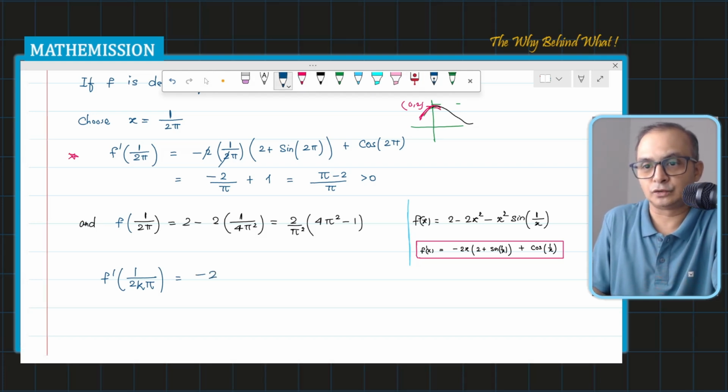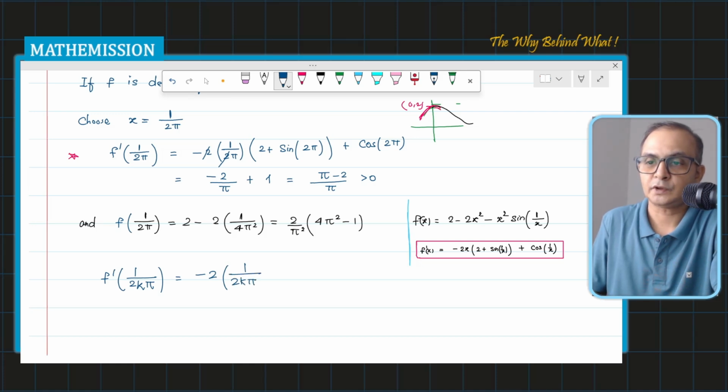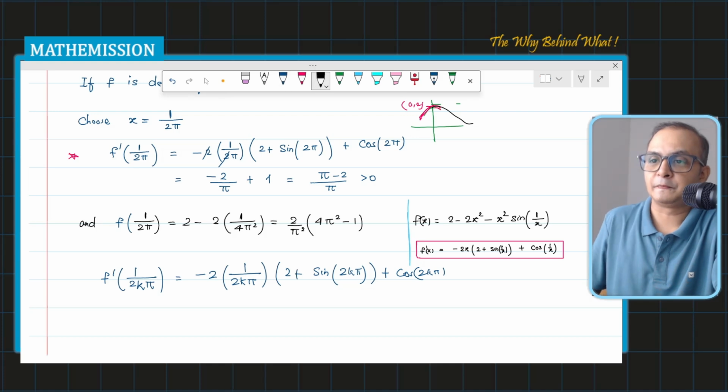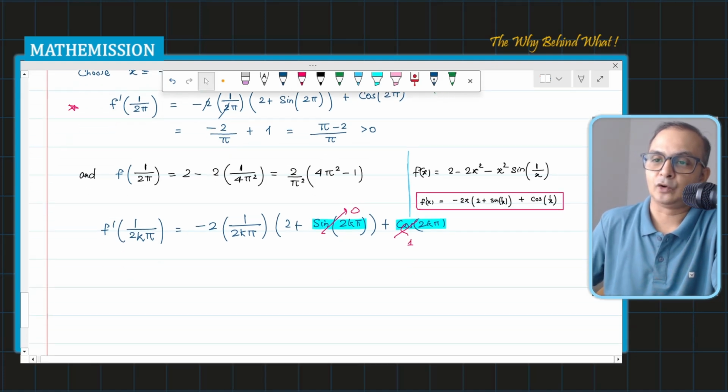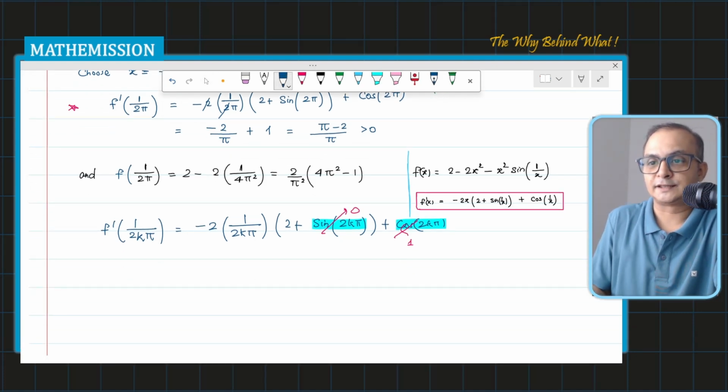So minus 2, I can substitute here 1 by 2k pi, and 2 plus sine of what? It will become 2k pi, and then plus cos of 2k pi. It means that this value is already 1. This value is already 0, correct? So this is 0 and this is going to be 1. Now I am left with only these things.